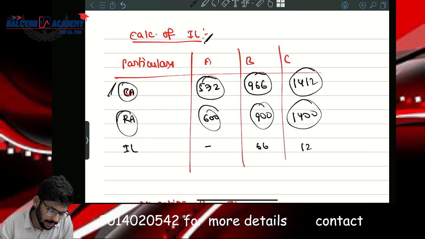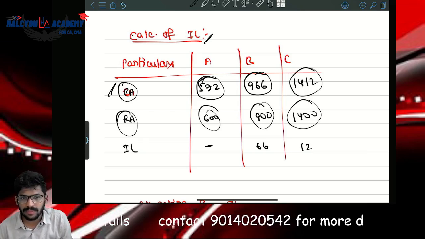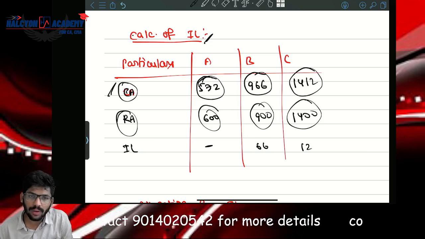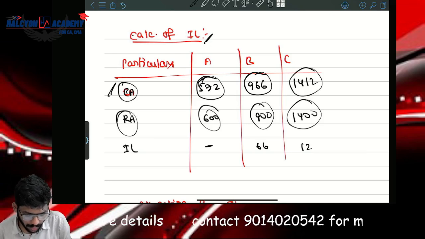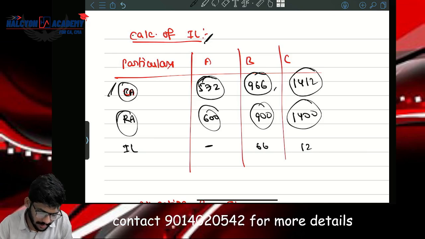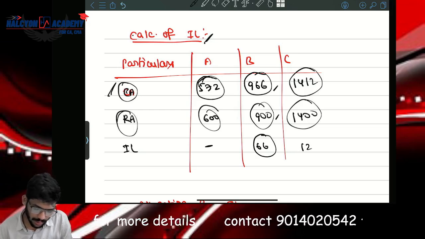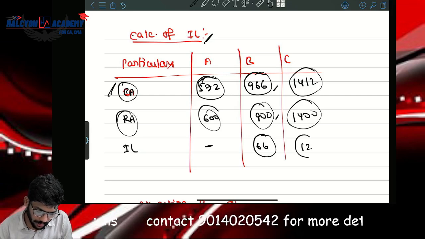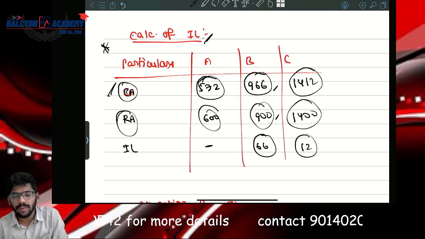In the given question, in the first case, in case of CGU A, there is no impairment loss. In case of B, 966 minus 900, how much? 66 is the impairment loss. 1412 minus 1400, 12 is the impairment loss. Simple. This is the calculation of impairment loss.